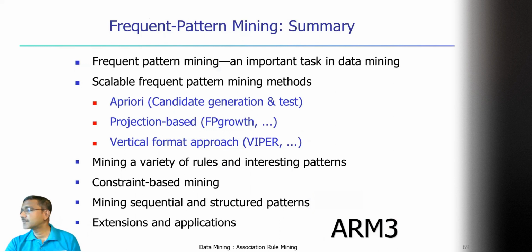So let me summarize. I've taken 6 minutes. Let me take 1 more minute to summarize. We talked about frequent pattern mining, which is a very important task in data mining. Scalable frequent pattern mining methods are there. We talked about Apriori. We talked about FP-growth. We very briefly talked about vertical formats, or one example of VIPER, right? And then we talked about mining a variety of rules, a variety of interesting patterns, not the standard patterns, but extensions to the standard way of looking at associations. And then finally, we looked at constraint-based mining.